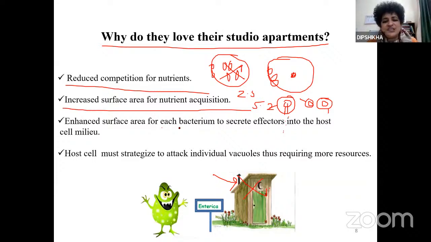So this is what is meant by each bacterium can secrete effectors into the host cell milieu, thereby the advantage to the bacteria is maximized. And one more thing, if you have so many growing Salmonella-containing vacuoles, the host also must strategize so many lysosomes to kill the individual bacteria. Suppose all the bacteria are in one vacuole, one lysosome will come, get fused and deliver, and all are killed. Here you need 3, 10, 15 different lysosomes to actually kill them. So the host has to now increase its toxic granules to kill the growing number of bacteria. All these strategies are best fit for Salmonella to become such a successful pathogen.